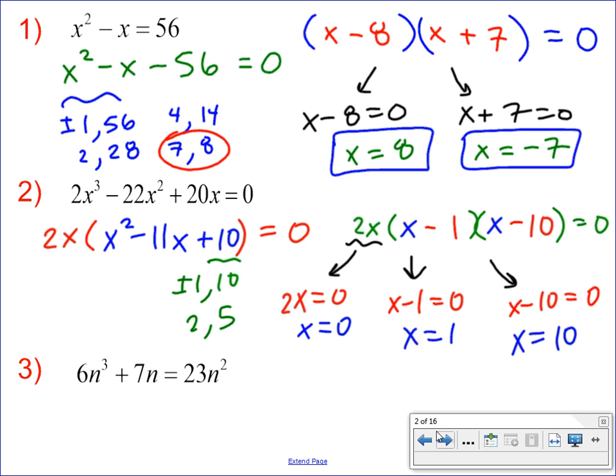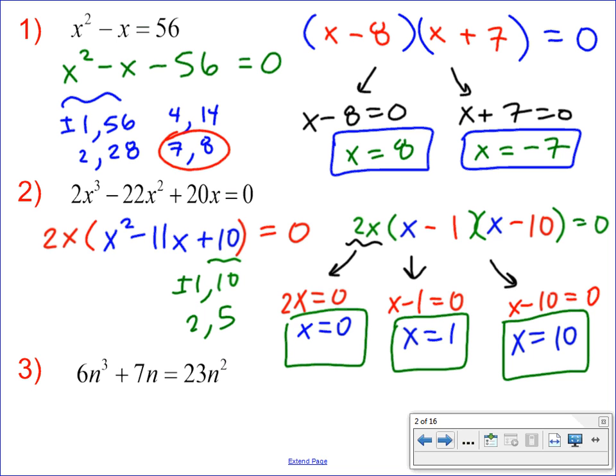Megan? Is it because the largest exponent is 3? Absolutely. Because this was a cubic polynomial, degree 3, that's telling me at maximum I have 3 distinct solutions. And it looks like we found 3, so I know there's no more hiding. Excellent. Good job. All right, one to go.